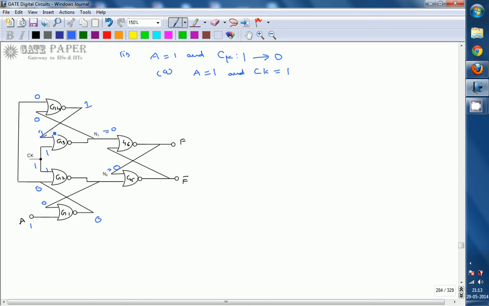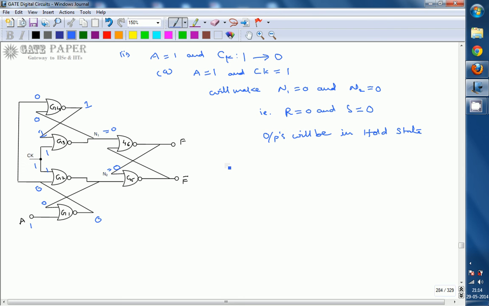So a is equal to 1, ck is equal to 1 doesn't change the n1 and n2, that is, a is equal to 1 and ck is equal to 1 will make n1 is equal to 0 and n2 is equal to 0. That implies nothing but, again, r is equal to 0 and s is equal to 0 for this NOR latch. So that implies nothing but outputs will be in hold state, that is, next state is same as present state. Whatever the previous contents, that will be stored as it is.